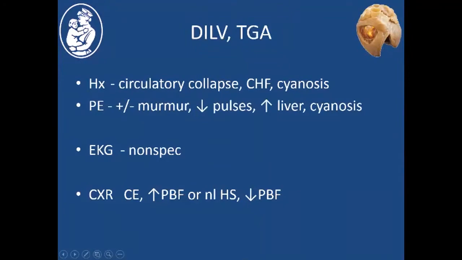Whether there's a murmur or not depends mostly on whether there's outflow tract obstruction, because we don't see all that much AV valve regurgitation in patients like this, at least early on. Pulses are variable, may be down if there's outflow tract obstruction to the systemic outflow to the aorta. We may see a big liver if there's heart failure, and of course cyanosis. The EKG can be relatively non-specific, and this may not be very helpful. Chest X-ray often shows a big heart, increased flow, or it may show normal heart size and decreased flow if there's a lot of pulmonary stenosis.